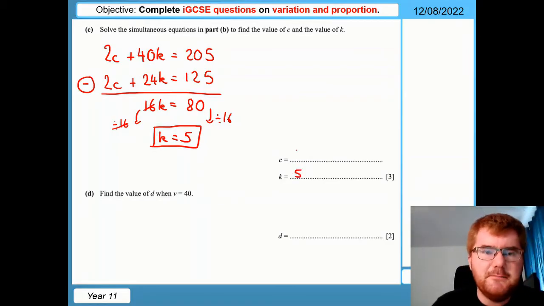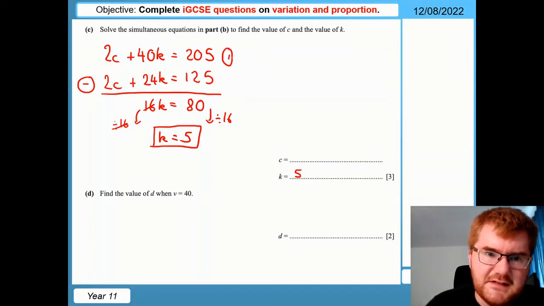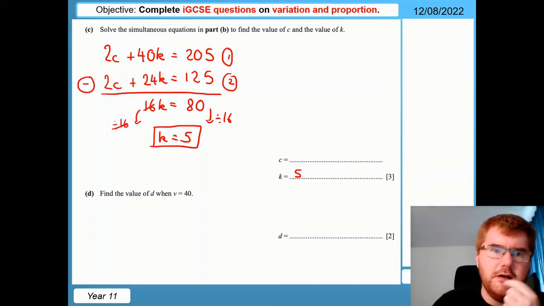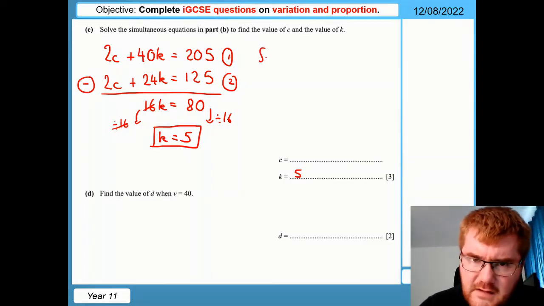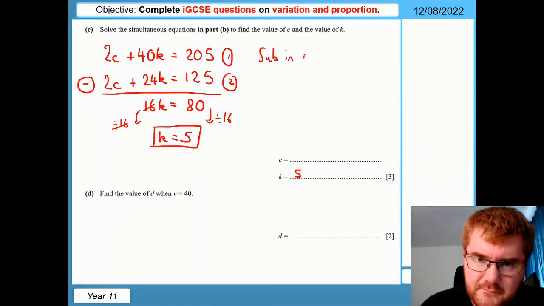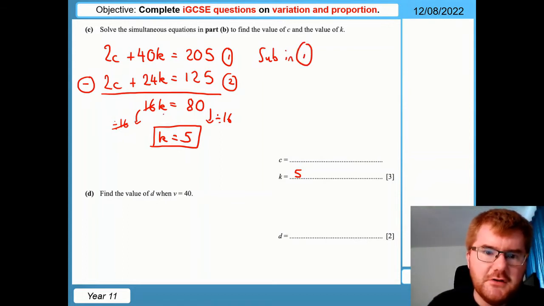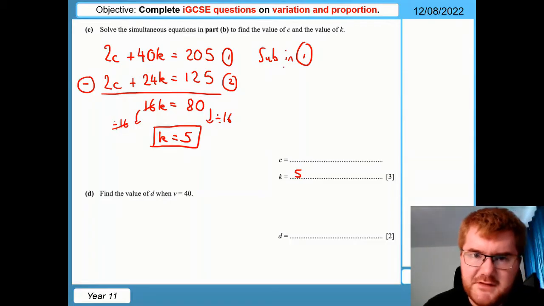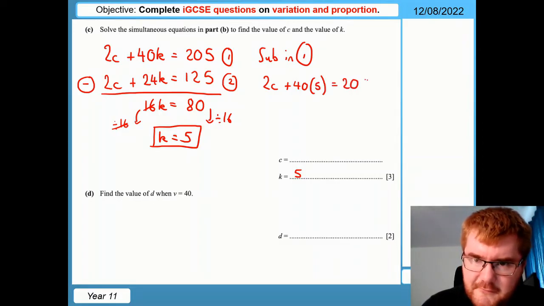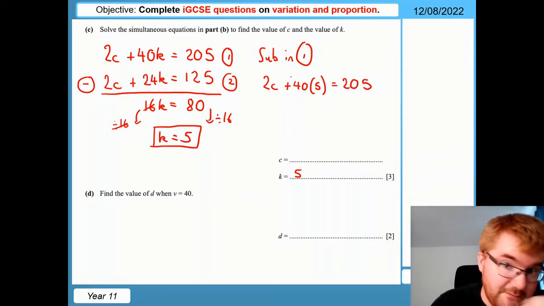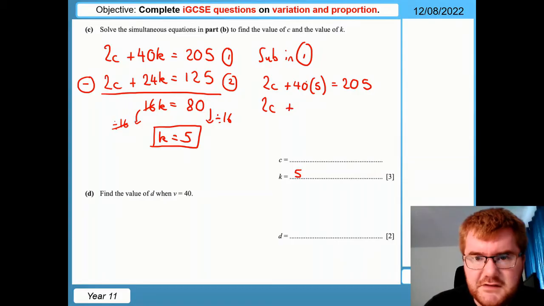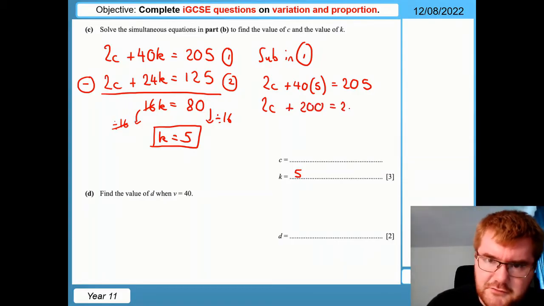So we're going to substitute this back into one of the equations. Again, it doesn't matter which one you substitute back into. I'm going to substitute into 1. I think it's going to make my life a bit easier. So I'm going to copy out the first equation. Wherever I see a k, I'm going to put a 5. So we get 2c plus 40 lots of 5 is equal to 205. Notice I've chosen this first equation because 40 times 5 is easier to work out than 24 times 5. 2c, this is just 200, equals 205.